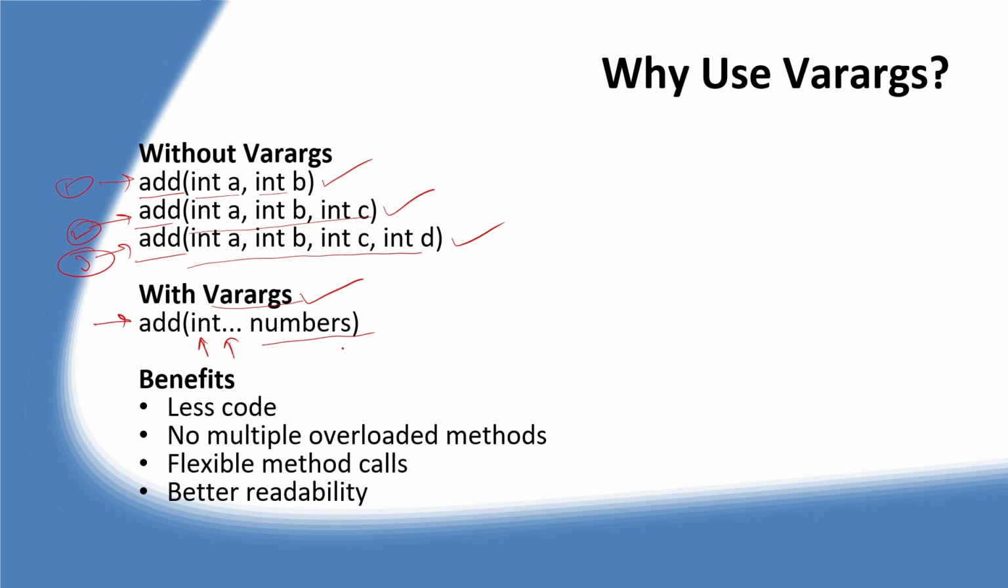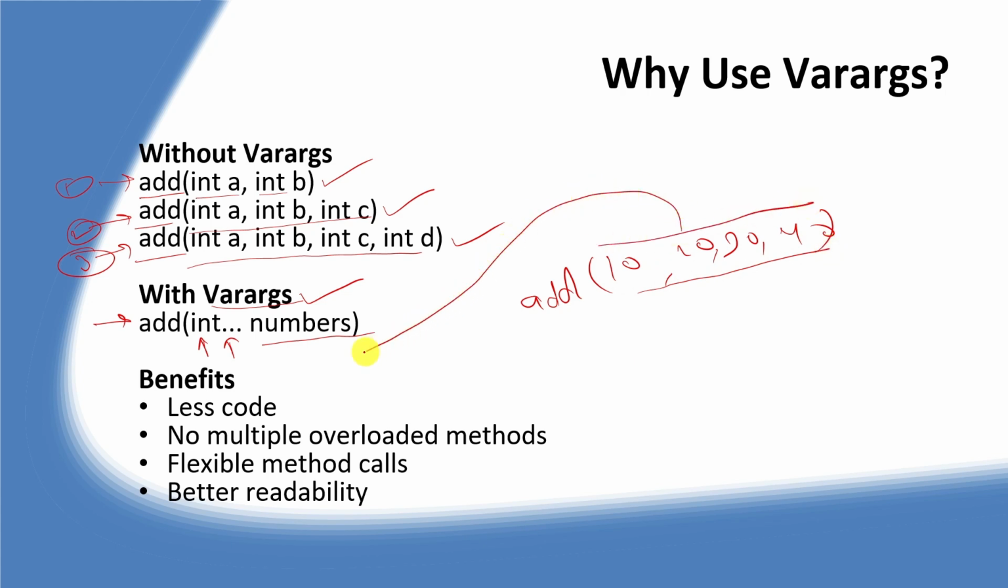Okay. So while defining the method, we should use three dots. And when we are calling the method, since we are using three dots, we can pass any number of arguments. It can be only one, it can be two, it can be three, it can be four. All these arguments will go to this variable, numbers.